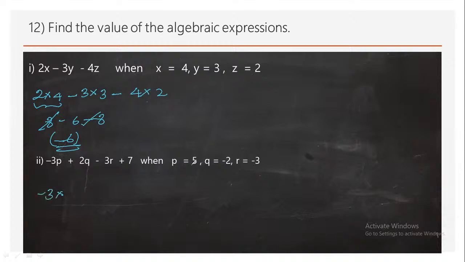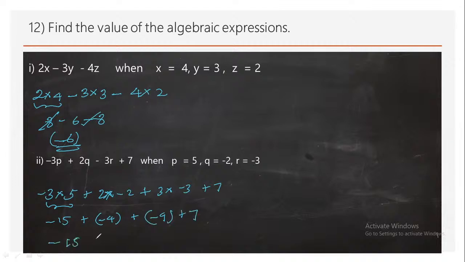And next one, substitute P equals 5, Q equals minus 2, R equals minus 3. Minus 3 into, a sign instead of P here, 5, plus 2 into, a sign instead of Q, minus 2, plus, a sign instead of R, minus 3, plus 7. 3 times 5, minus 15, plus 2 times minus 2, minus 4, plus 3 times minus 3, minus 9, plus 7.